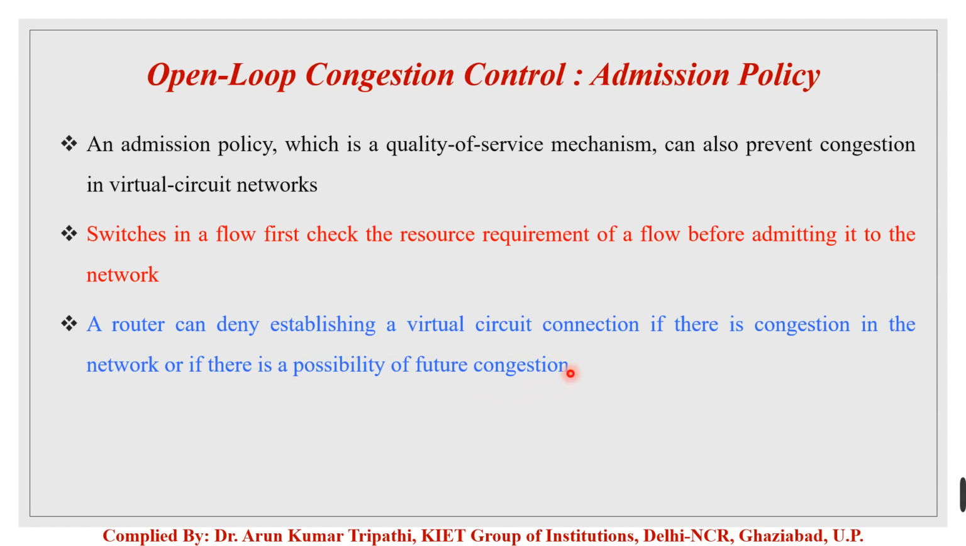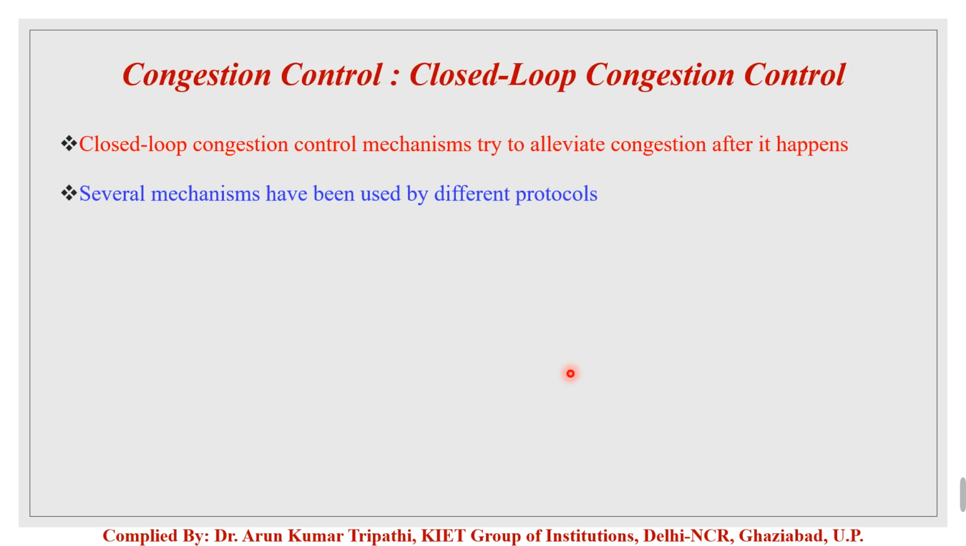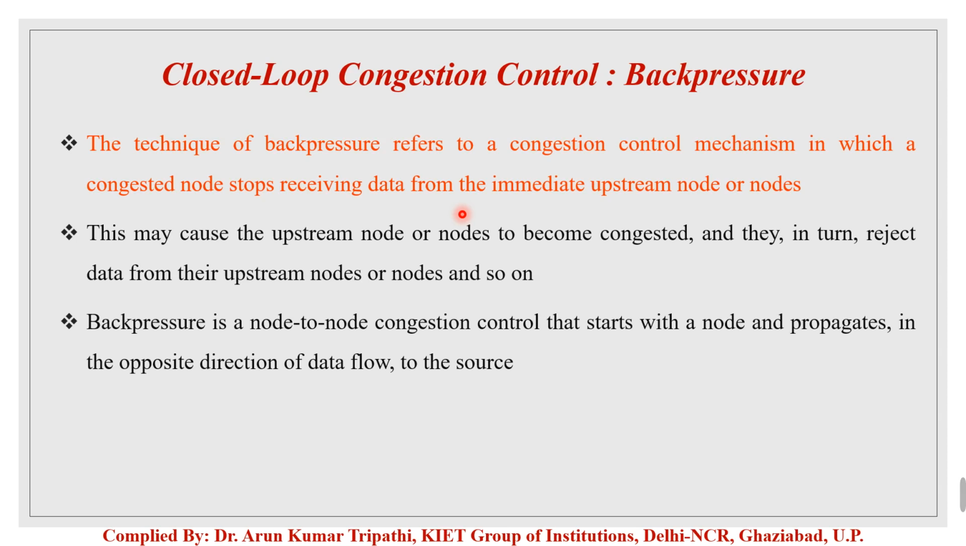So these are the open loop congestion control mechanisms. Now we will discuss the closed loop congestion control. Closed loop congestion control mechanisms allow to alleviate the congestion after it happens, means removal of the congestion that has already occurred. There are several mechanisms used by different protocols or different techniques. We will discuss one by one.